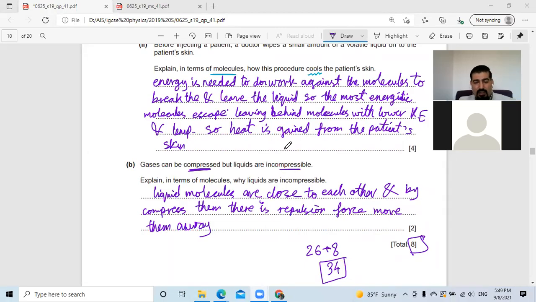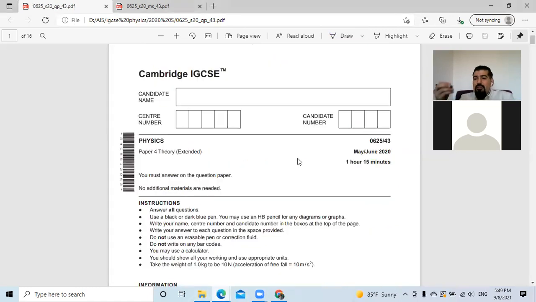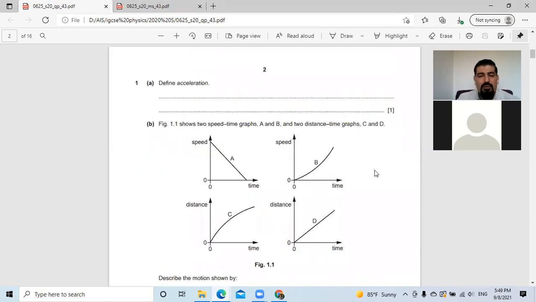We are going to answer another example. Okay, another exam, and we'll see what the questions are like and how many total marks we can get by answering, as I told you, 3, 4, 5 questions from what we study in this course. Okay, May, June 2020. Let's do this question.